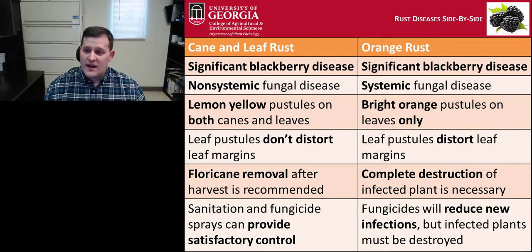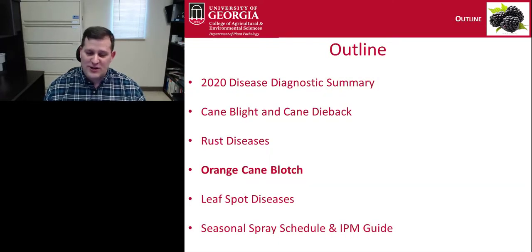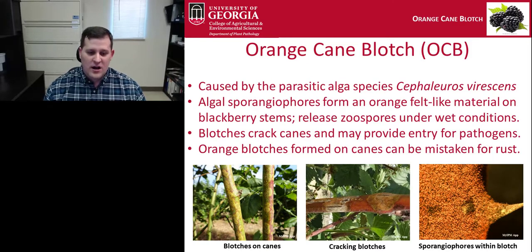Moving on to talk about a pathogen that's very similar to rust in the sense of the symptoms it causes is orange cane blotch. So orange cane blotch looks a lot like rust. You see these felty orange patches that occur on the surface of the cane, but these blotches are actually caused by a parasitic algae. So it's not caused by a fungus at all. And this algae is producing spores on the surface, and these spores can actually swim. They're little zoospores that, like an algae would, help the pathogen to spread and reproduce under very wet conditions.